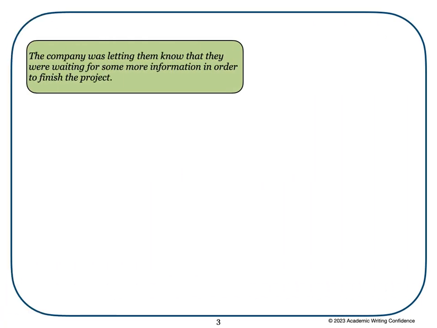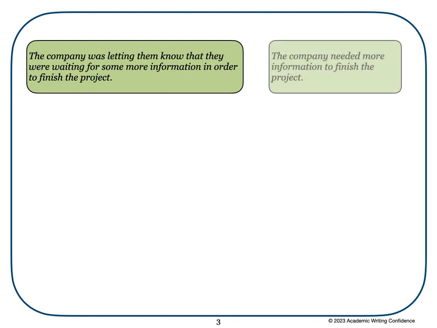The company was letting them know that they were waiting for some more information in order to finish the project. Now, this is an example of a sentence which could be written more clearly or concisely, like this. The company needed more information to finish the project. This is basically what the first very long sentence is trying to say. The first sentence has 20 words compared to 9 in the shorter, more concise sentence.